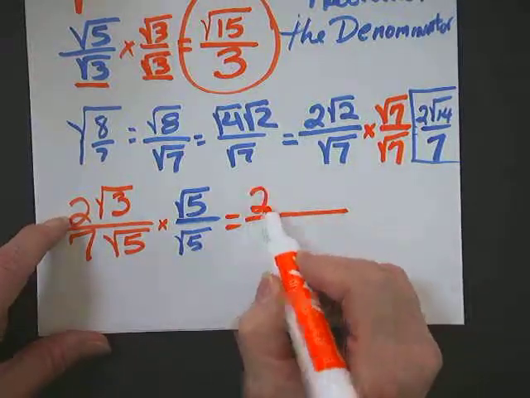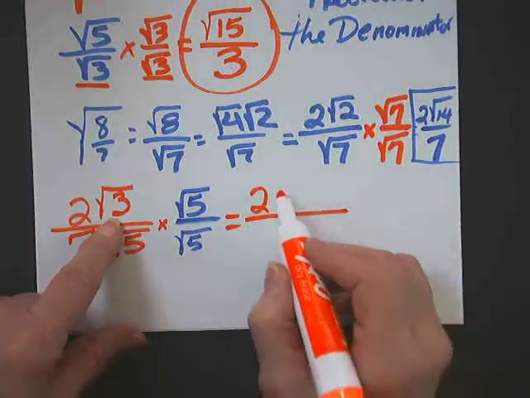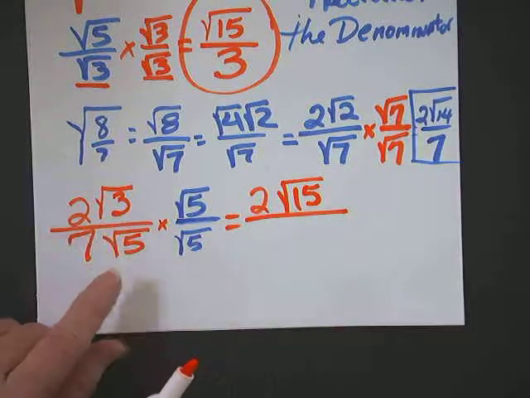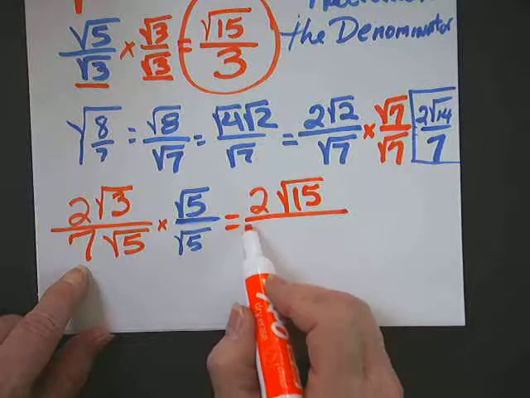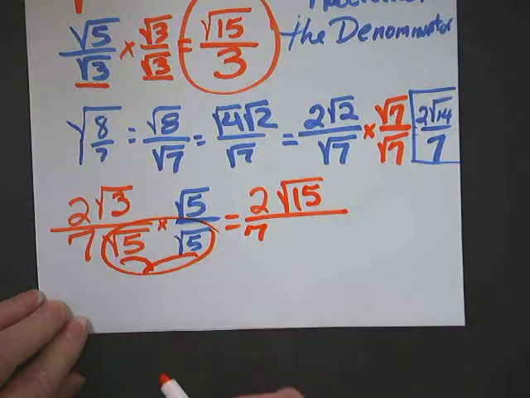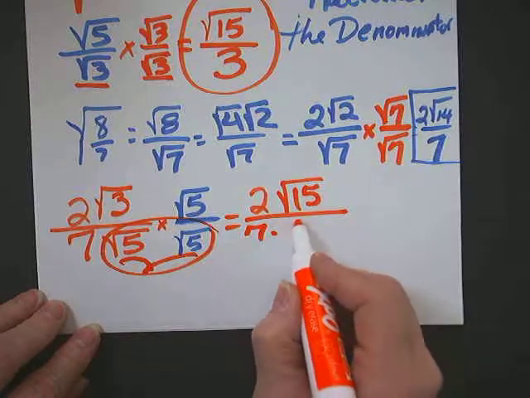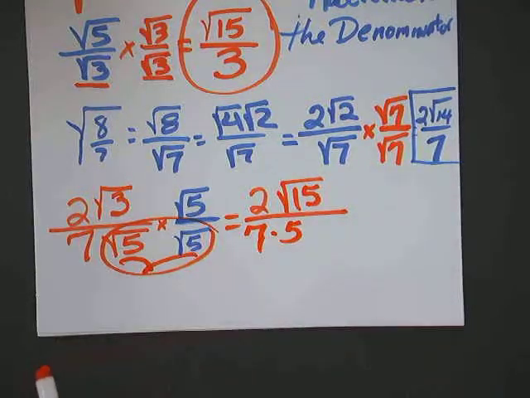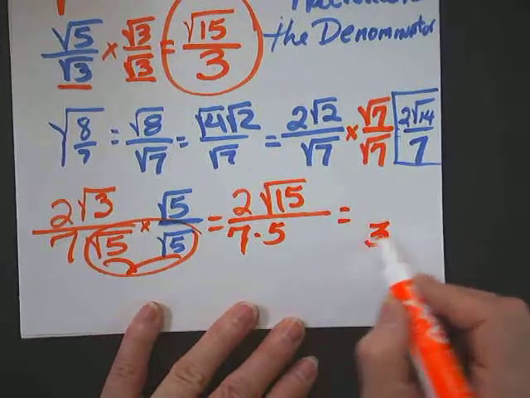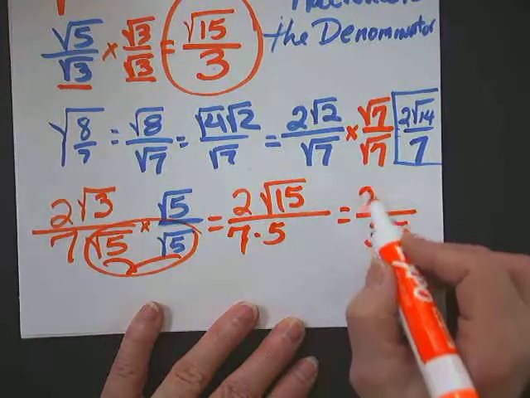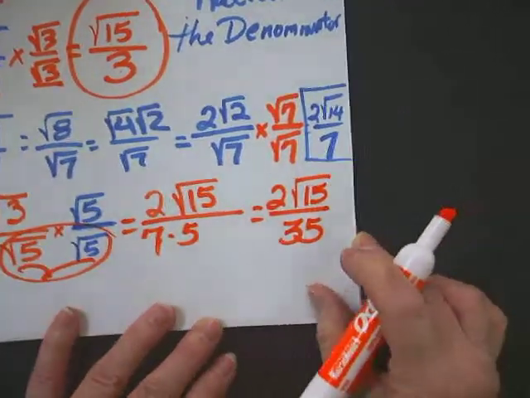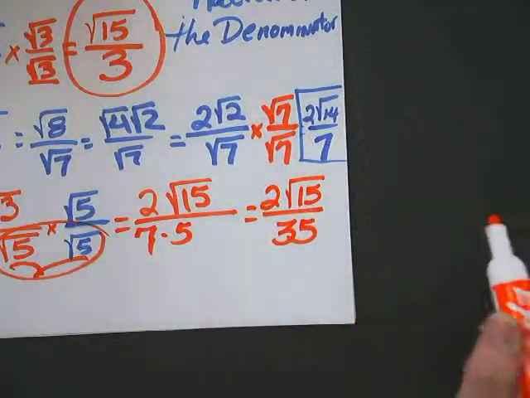Okay? All we want to get out of the bottom is that square root. So, on top we have 2 square root of 3 times square root of 5, which is square root of 15. On the bottom we have 7 times 5. So that's 35.